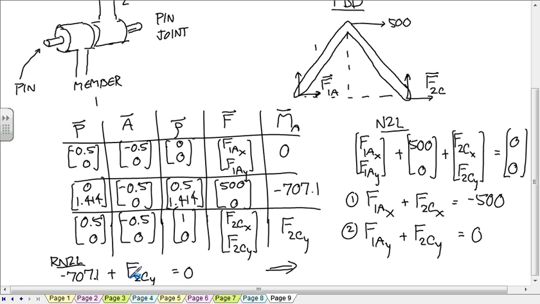This one we could solve for F2CY, but we're going to end up with so many equations that it's not even worth bothering with that. We'll just call that equation 3. It says F2CY is equal to positive 707.1.